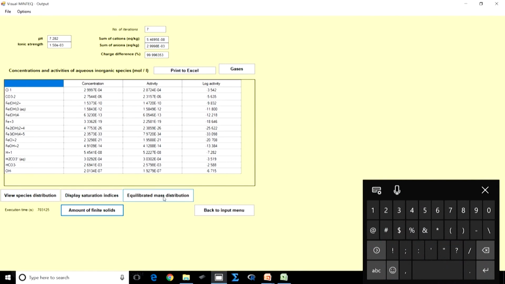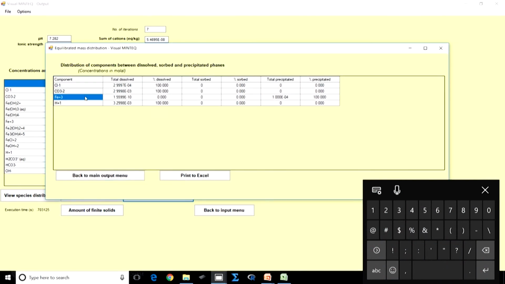So here from the amount of finite solids, we see that the ferrihydrite concentration itself is equal to 10 power minus 4, right. What does that mean? That all the solid has precipitated out more or less, right. So let us look at the equilibrium mass distribution. Fe3 plus, so if I look at that, it means almost, not almost, 100%, or almost all, I guess. It can never be truly 100%, right. Because it is equilibrium, you will always have some free metal or some complexes present in the solution.